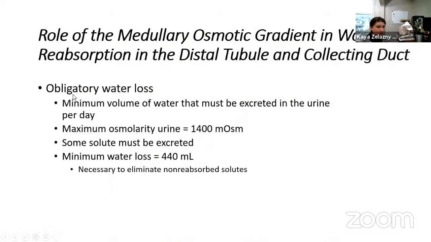So I mentioned there's an obligatory water loss, 440 milliliters. The osmolarity of that urine would be about 1400 milliosmoles, because that's how osmolar the medulla gets at the depth of the loop of Henle. So this is true for humans, because that's what we're talking about in A&P. Some solute is excreted in that urine.